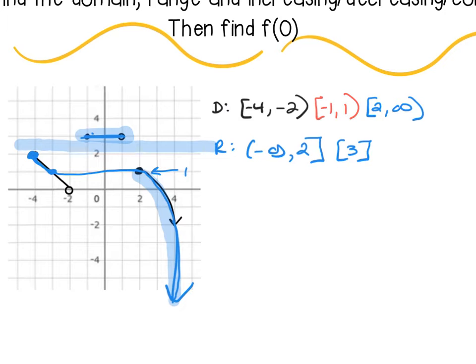For the 3, the one that's like the constant line? Yep. If there's only one that's fully shaded, why do you put brackets on both sides? Because if 3 is part of my graph at any place, it gets a bracket. And so even though it's open here, right? Even if it was open at both here and here, but this in between was solid, 3 is included in my range. So I give it a bracket.